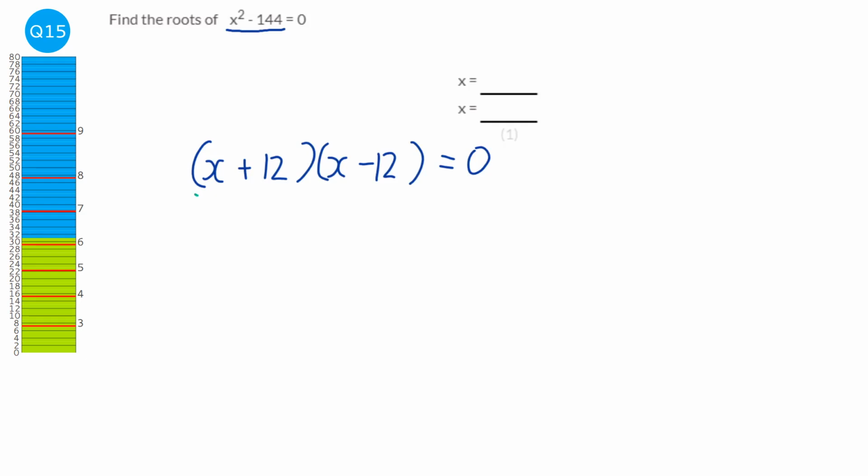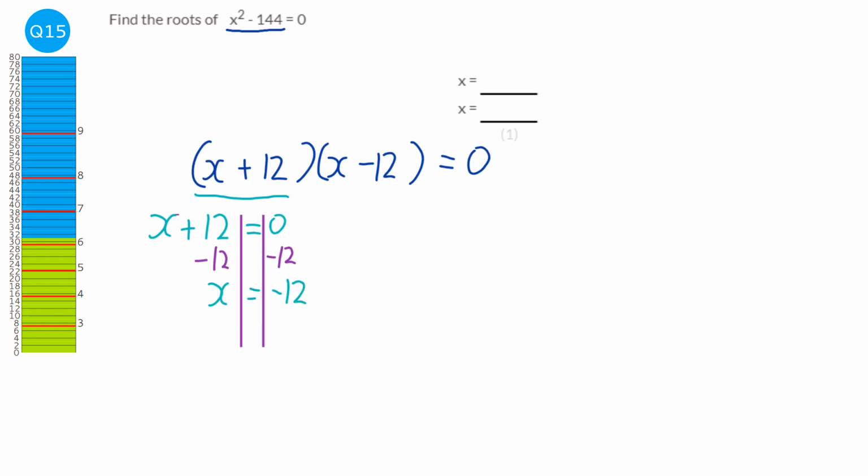Now to solve, one of these brackets is going to equal 0. So we're going to do the first bracket equal to 0. So we've got x plus 12 equals 0, and we're just going to put our lines down and take away 12 both sides, and we get x equals -12. So one of our solutions is -12, and we do exactly the same thing to the other bracket. So get it equal to 0 and solve.